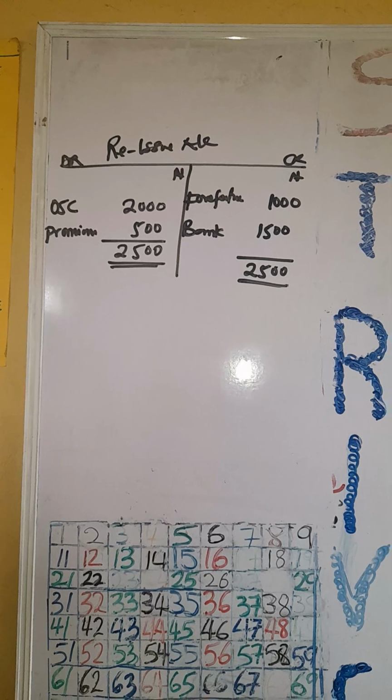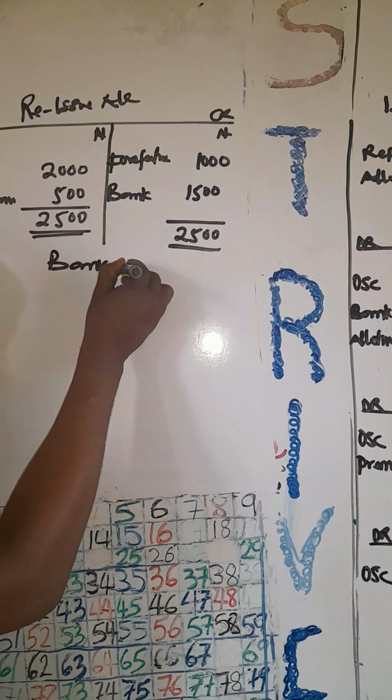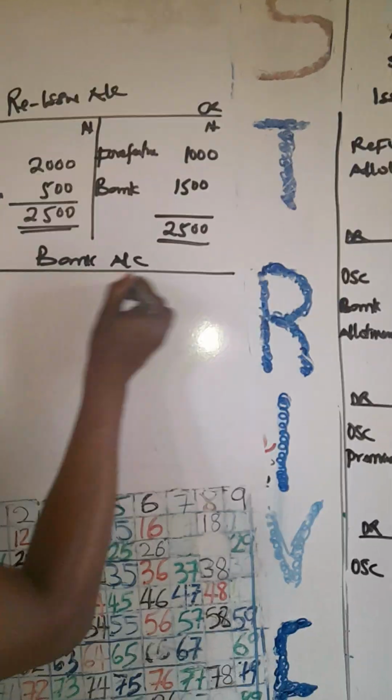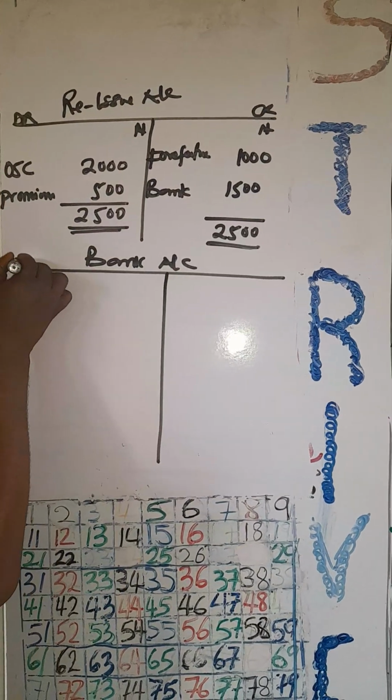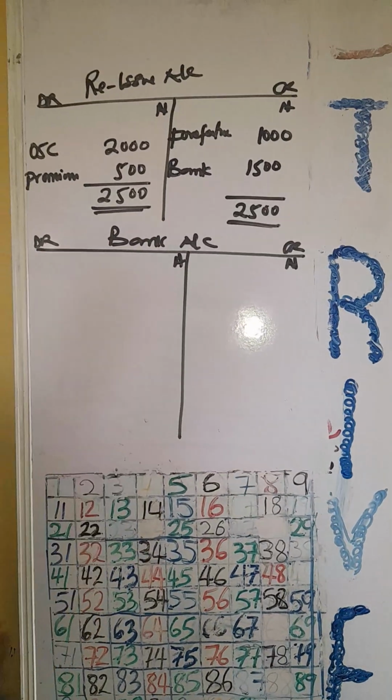So the last account I will prepare now is what? The bank account. Let's quickly run through the bank account. The bank account will look like this. This is my debit and this is my credit. Anywhere I see the bank, I will post to the corresponding side.